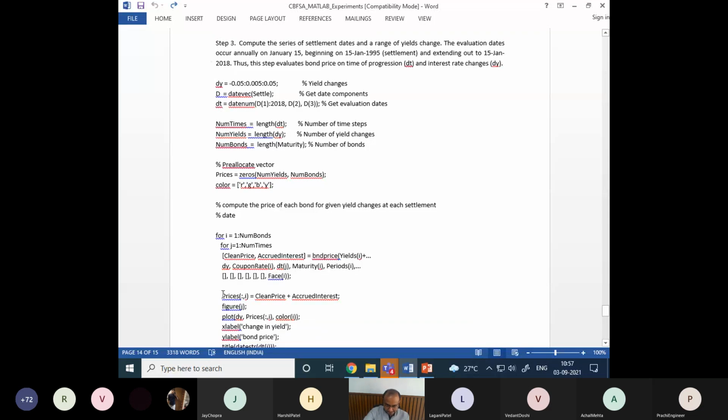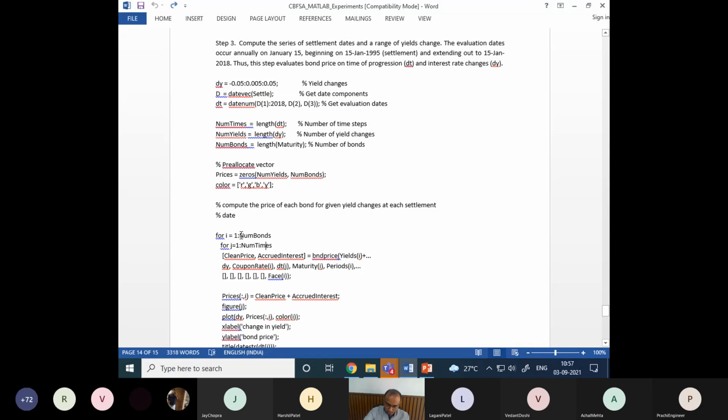Okay. Now I run this for loop for i equal to 1 to number of bonds, meaning for each bond I am running this loop. For j equal to 1 to number of times, meaning on each date, 15 January 1995, 15 January 96, 15 January 97, likewise.